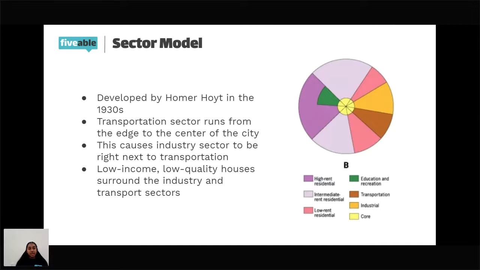And it has a sector inside it for education and recreational amenities. So this little green area has parks and nice things like gyms, rec centers, all of that stuff. And then the middle class housing is this light purple transition zone between the low income and high income housing, for people in the middle class.